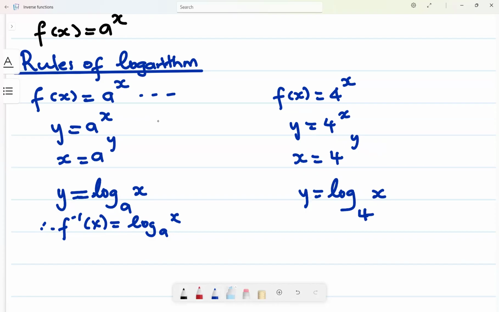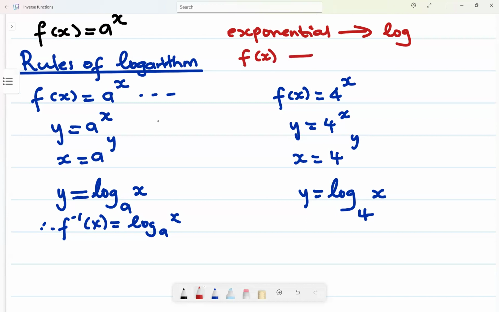When you move from exponential to log, for exponential it's going to be f of x. Then when you move to log, it's going to be log of f of x. What is this saying now?